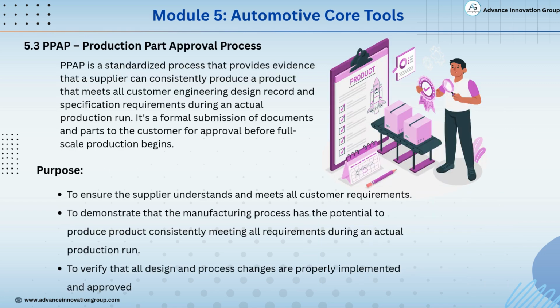PPAP stands for Production Part Approval Process. It is a formal method to prove that the supplier can consistently make parts that meet all design and specification requirements during actual production. Before full-scale production starts, PPAP ensures everything is aligned between supplier and customer.